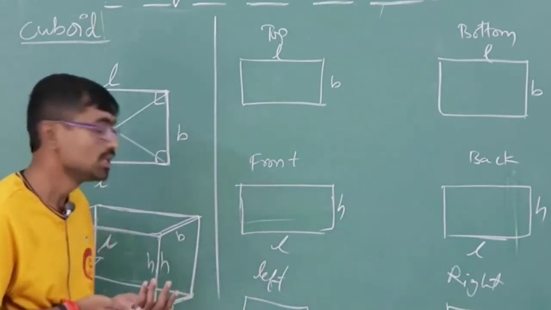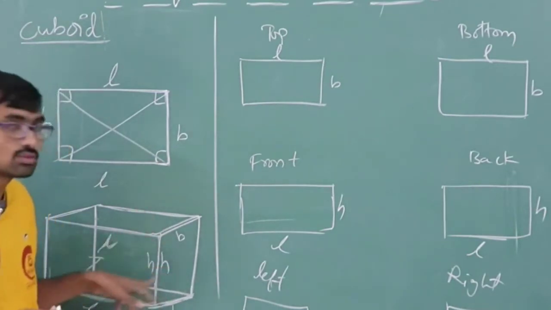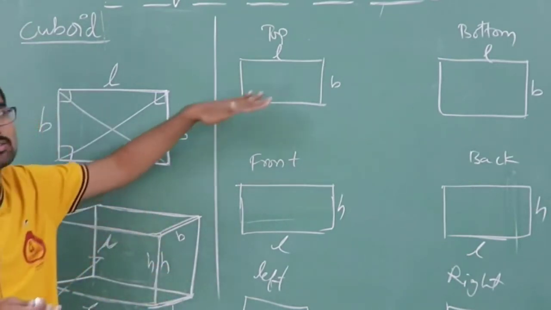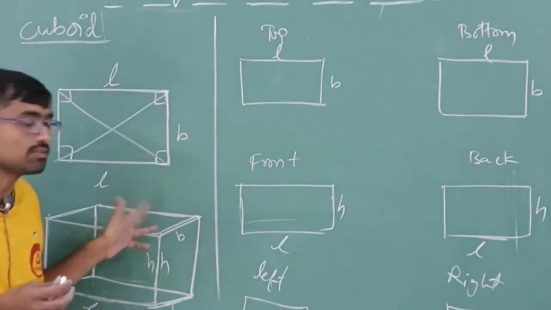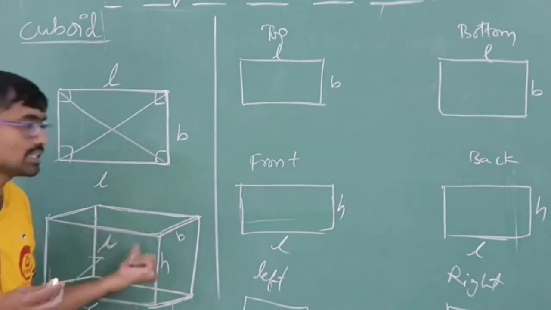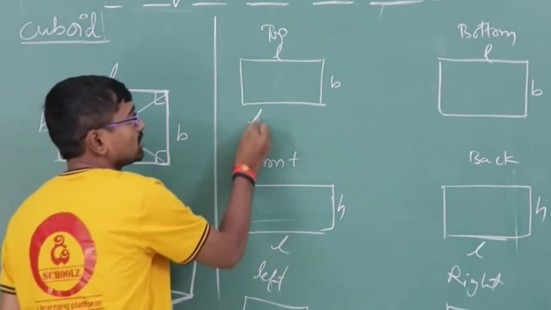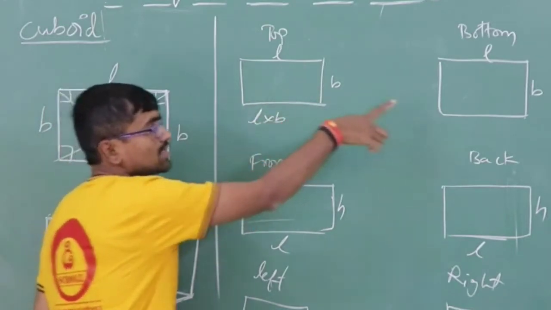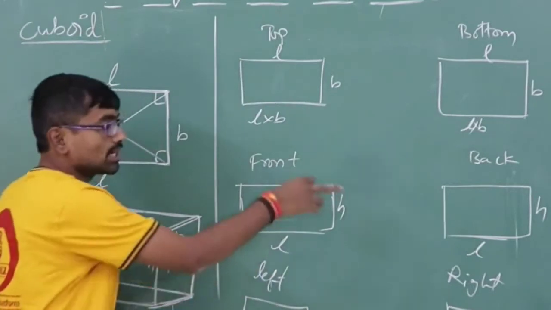In the surface of the cuboid, what do we have here? Rectangles. So it means that we have to find the areas of these rectangles and add them all. Then we will get the total surface area. All the sides we have to add areas. So what is the area of this? Length into breadth. This rectangle, same, length into breadth. What is the area of both these rectangles?